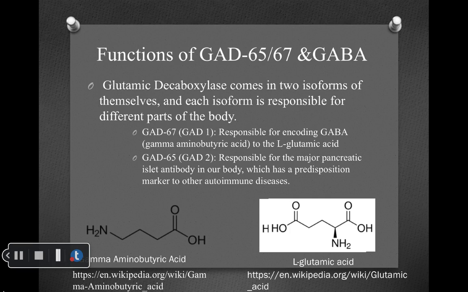So as mentioned earlier, GAD comes in two isoforms, GAD65 and GAD67. GAD65 is responsible for major pancreatic islets in our body, which are predisposed to autoimmune diseases, whereas GAD67 is responsible for encoding GABA.